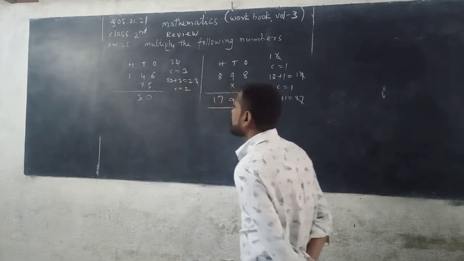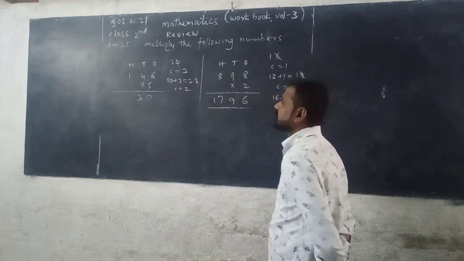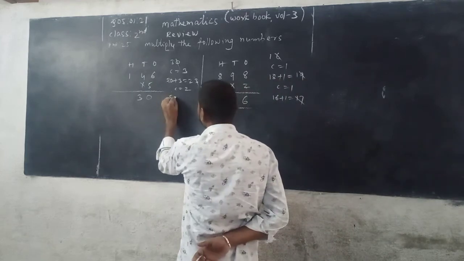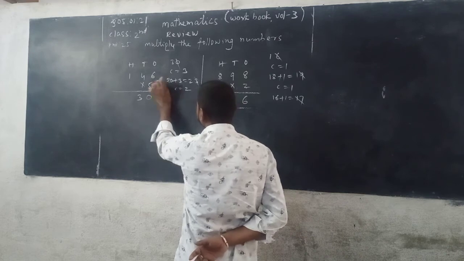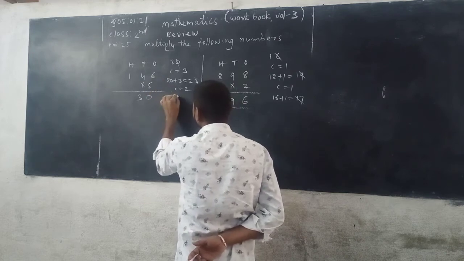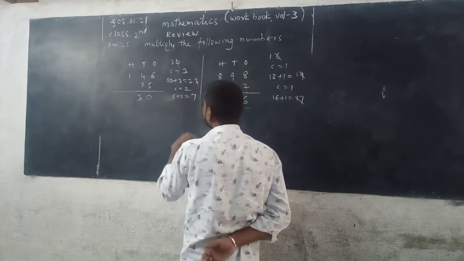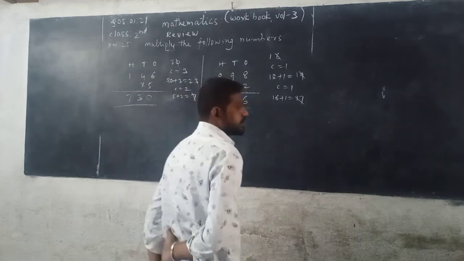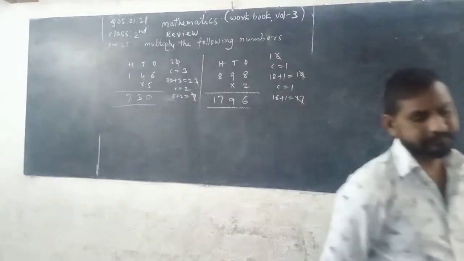Next we multiply the digits in the hundreds place. 1 with 5. You can read the 5 table. 5 1s are 5. 2 is added to 5. 5 plus 2, you get 7. 7 is written down in this column. The product is equal to 730.